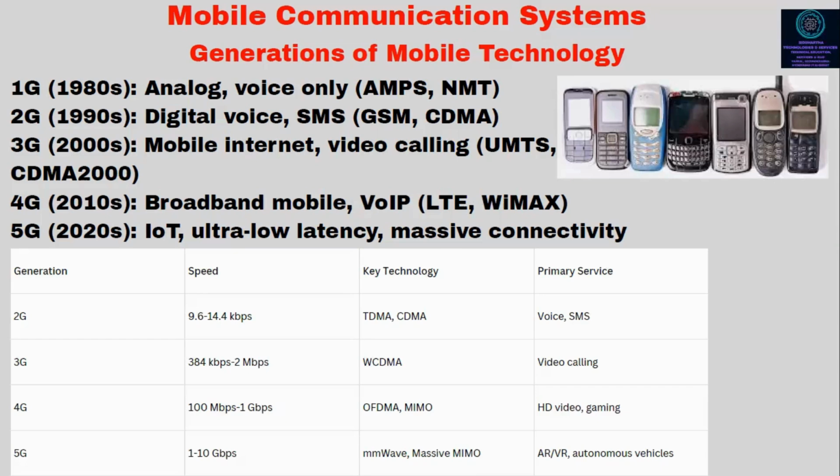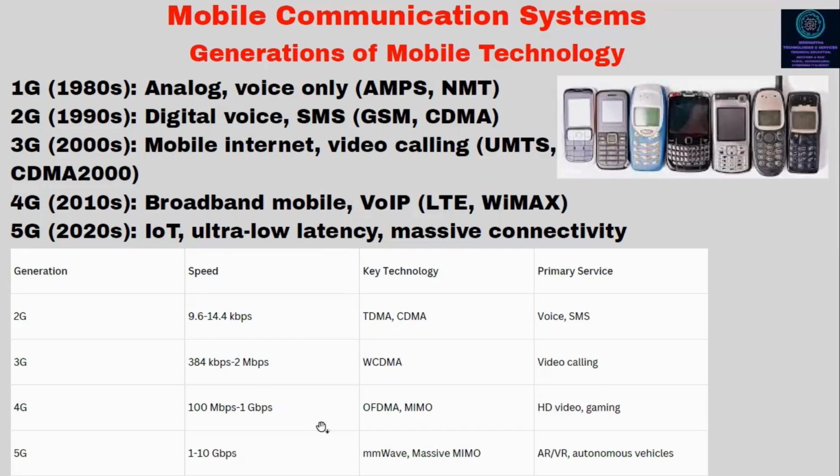Okay. So here we have given a chart in the beginning, generation-wise speed, and the mmWave, massive MIMO, like key technologies that were used. Primary services: AR/VR, autonomous vehicles, for the first one, the fifth generation one.